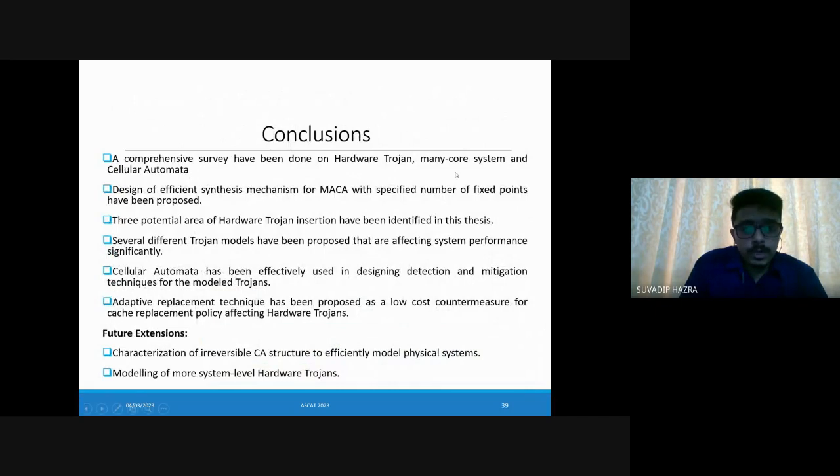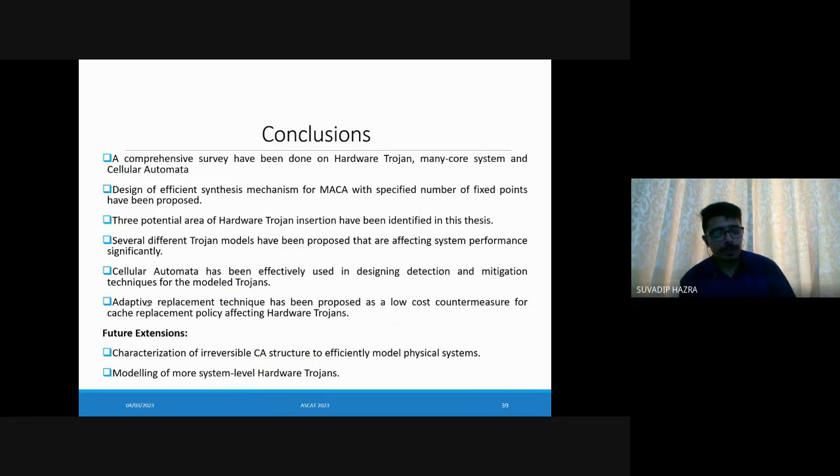So in this work, a comprehensive survey has been done on hardware Trojan, many core system, and cellular automata, and we have synthesized the MSCA here, and three potential areas have been considered for hardware Trojan insertion. And we have developed a CA based technique to detect and mitigate the hardware Trojan. Besides the CA based technique, we have also considered adaptive replacement policy.